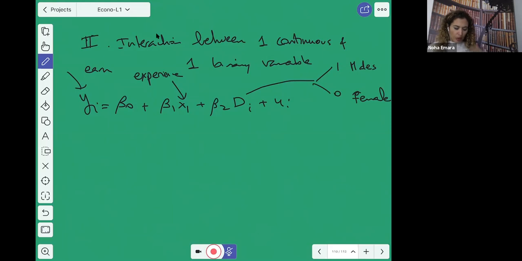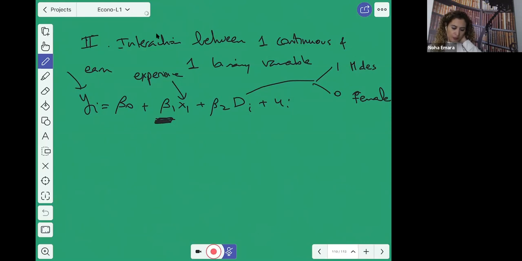Now, if I'm asking you, can you check if the effect of experience on earning is the same for both genders? Can we check that? If the effect of experience on earning is the same, by looking at this equation, the answer is yes, because this is experience, right? And this is the effect of experience on earning, and it doesn't seem to be different for both genders because it's not interacted with the gender type.